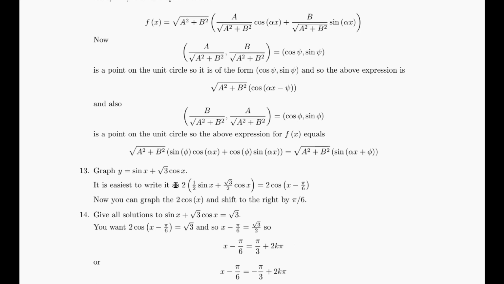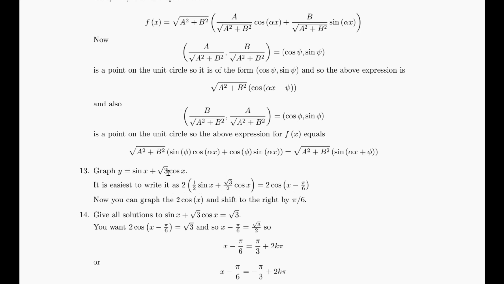All right, here's a little application. Suppose I wanted to graph this. Well, I would just have a calculator or computer graph it, and it would work fine. But in the old days, we didn't have that option quite as much. So it's useful to write it in this form here. I can do that because square root of 3 over 2 is the cosine of pi/6, and 1/2 is the sine of pi/6. And so by the formula for the cosine of the difference of two angles, I get this.